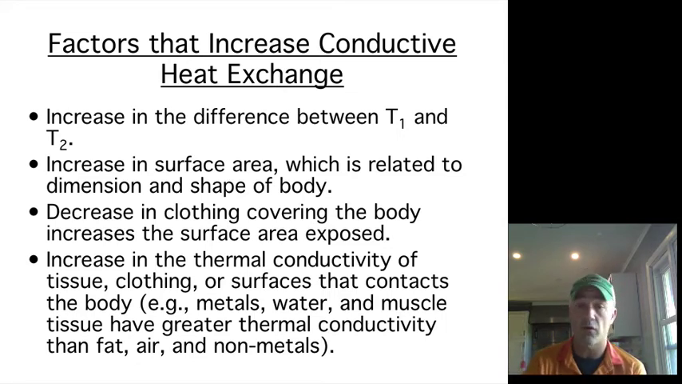The more clothing you have on the body, it's going to decrease the surface area exposed, so we would generally have less conductive heat exchange to the environment when you have more clothing on. And again, anything that has a better thermal conductivity, like we were saying before, things like metals, water, muscle tissue. If you have more muscle tissue and less adipose tissue, you are going to have more conductive heat exchange than somebody that has more adipose tissue.